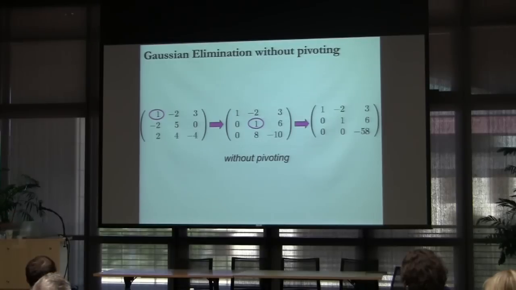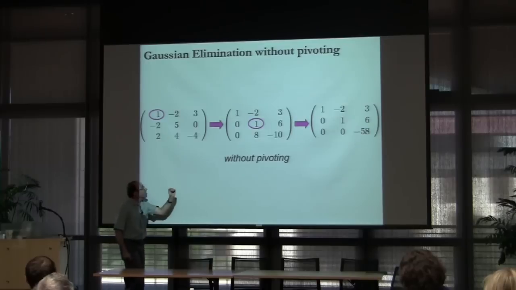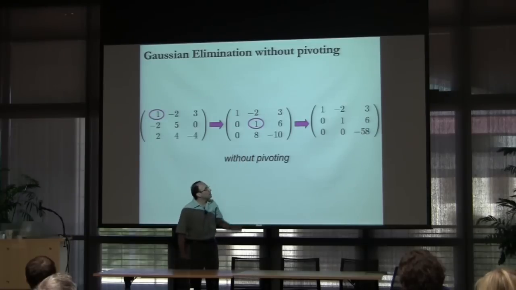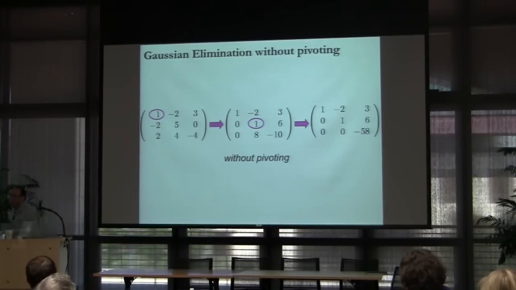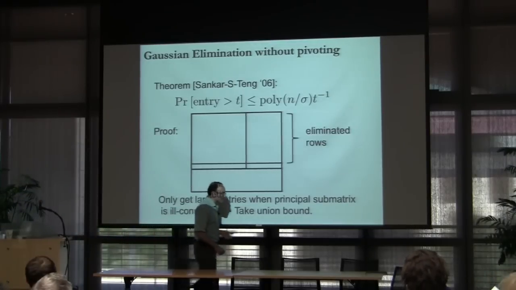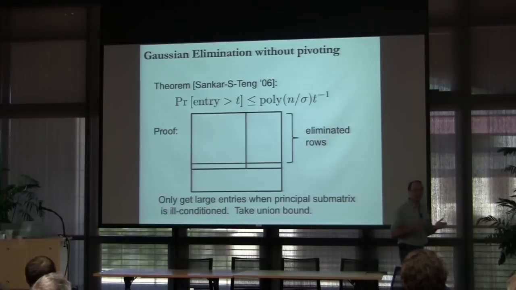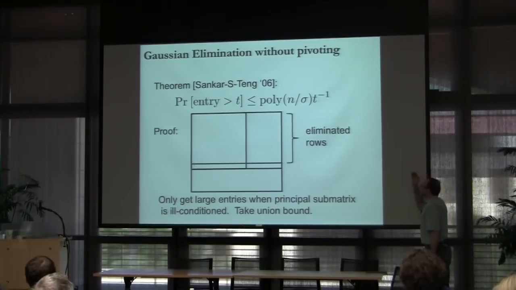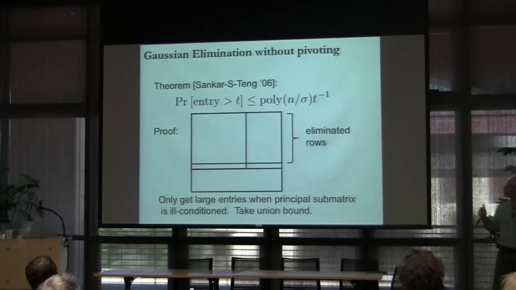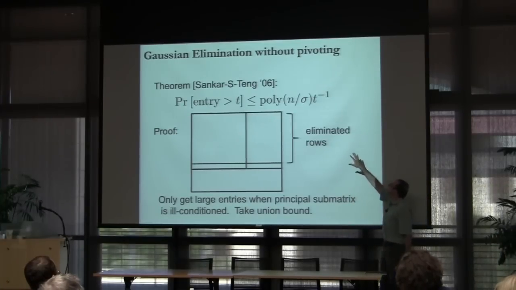So here's what Gaussian elimination without pivoting looks like. This is the sort of thing that can happen. Your first pivot here is a 1. You use that to cancel the other entries, and I get this matrix. Now my next pivot here was a 1, but when I use that to cancel the 8, I have to multiply things by 8. I start getting some big numbers. And you can ask, is this a problem? A few years ago with Arvind Sankar and Shang-Hua Teng, we said, well, in this smoothed case, it's not a huge problem. That's the way I will interpret this result. If you have a matrix that's been perturbed, this tells you that as you're doing all these eliminations, the probability you get an entry larger than t, for any number t, is at most some polynomial in n and sigma divided by t.